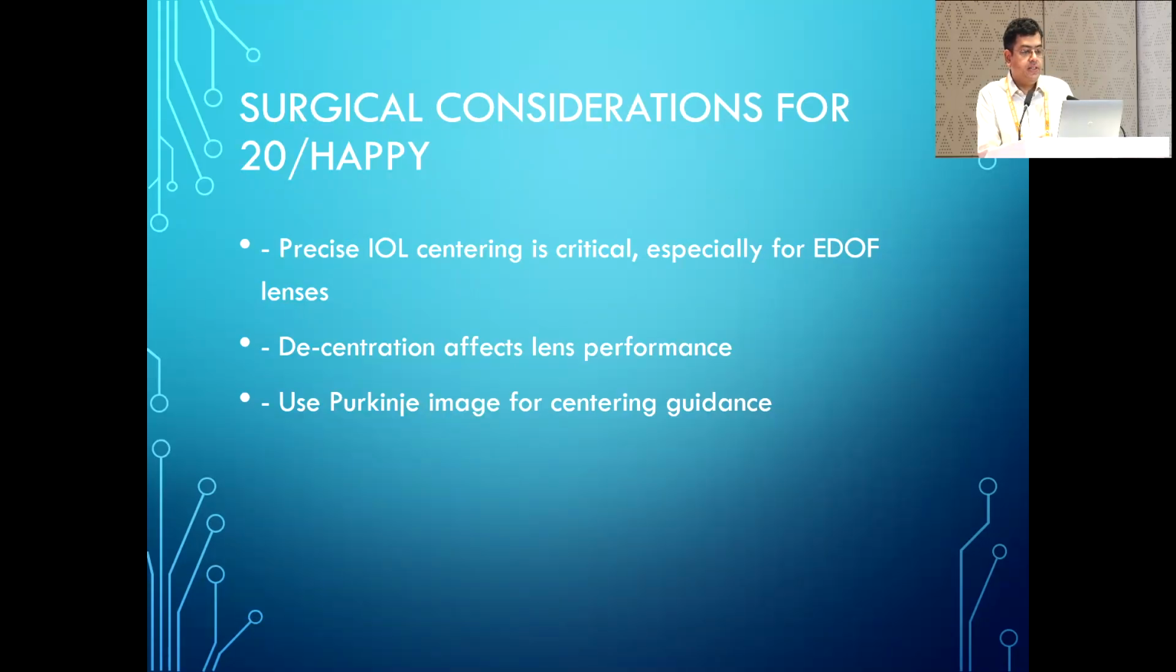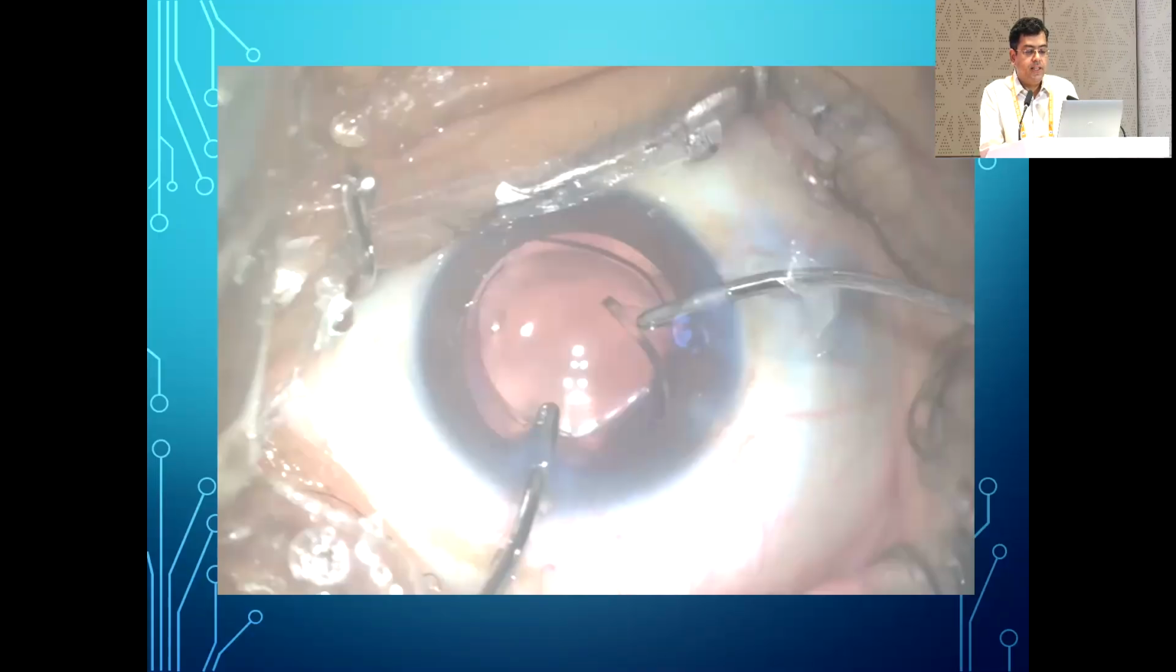So surgical considerations for being happy are precise centration of the IOL and good phaco surgery, which I don't want to mention because it's all talked about. Especially centration is more important for EDOF lenses. The current generation trifocal lenses tolerate up to 1.5 to 1.8 millimeter of decentration. So complete decentration is very bad. Use Purkinje images for centering as a guidance.